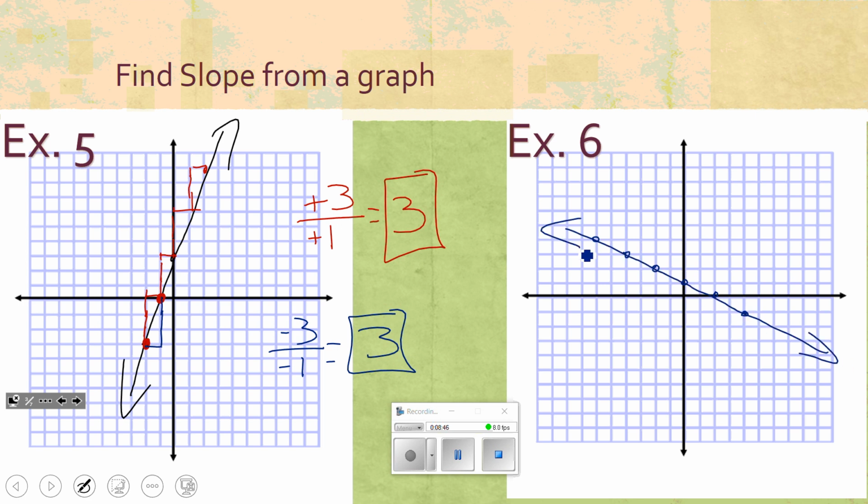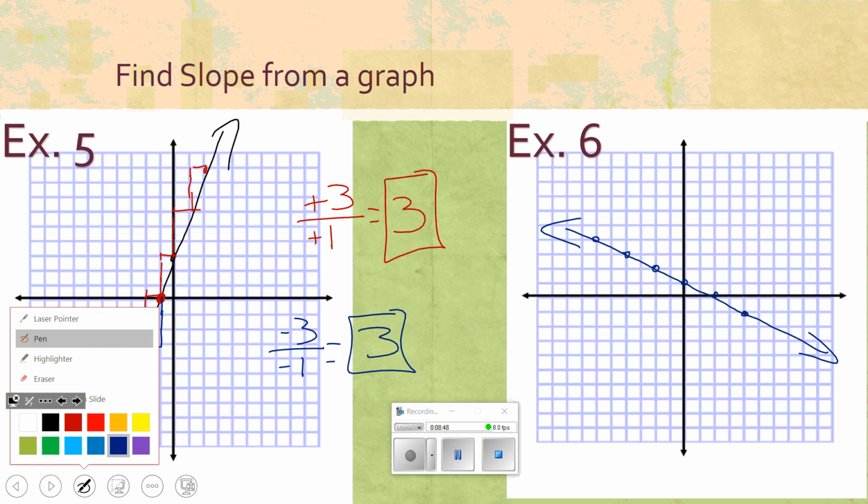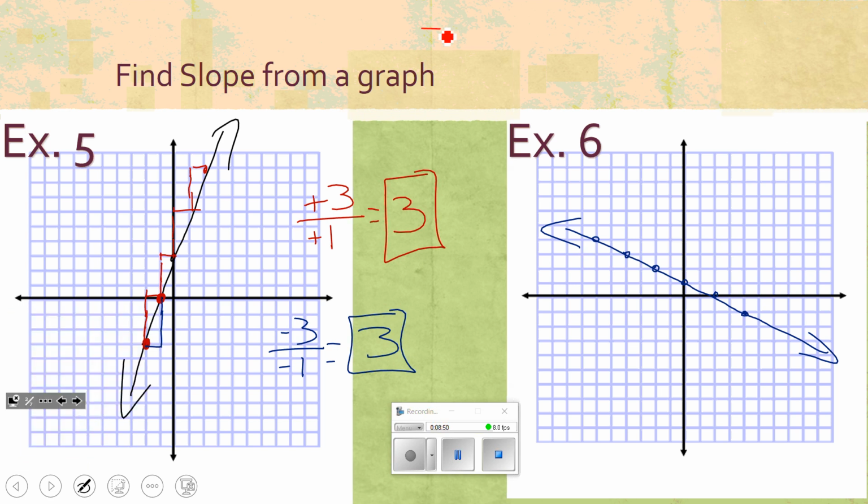Again, you need to pick 2 clear points to find your slope. I'm going to use this point and this point. It doesn't matter which one you start with, so I'm going to start at the top point. To go to the other point, I'm going to go down 1. So if I travel down 1, that's a negative 1. And then I'm going to travel to the right 2, that's positive 2. And if I simplify that, that would be a negative 1/2 slope. And it should make sense, because our line is falling from left to right, that it does have a negative 1/2 slope.